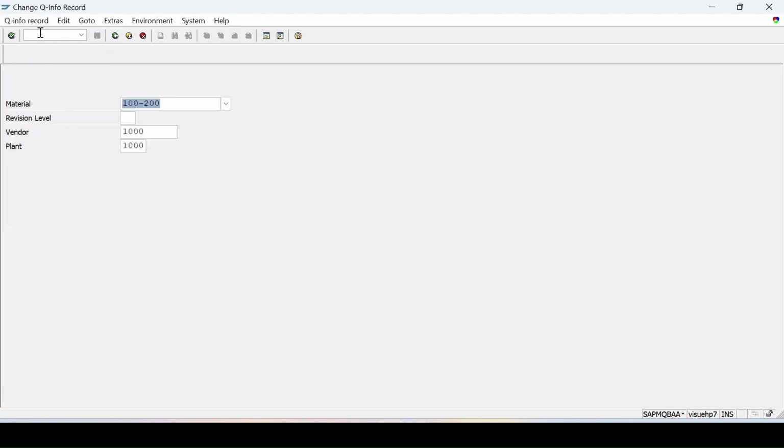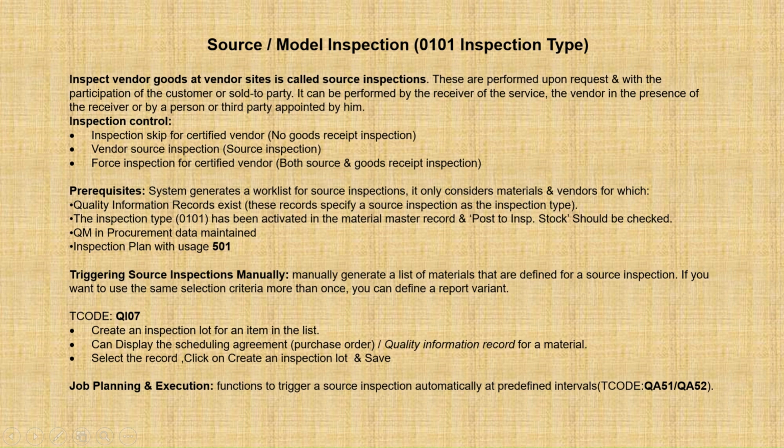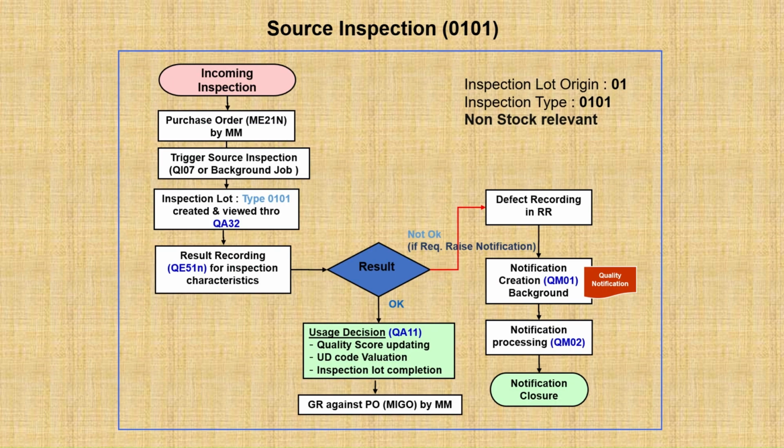You can create a purchase order. And then we will manually trigger this lot, because normally they create a background job for this transaction, like how they create a background job for automatic UD. Similarly, for the source inspection also, they create a background job. After a certain interval of time, once the background job is run and the lot is triggered, the flow will remain the same: you will do the result recording and the usage decision, and after that, you will do the MIGO. Let's run this same cycle on the system.